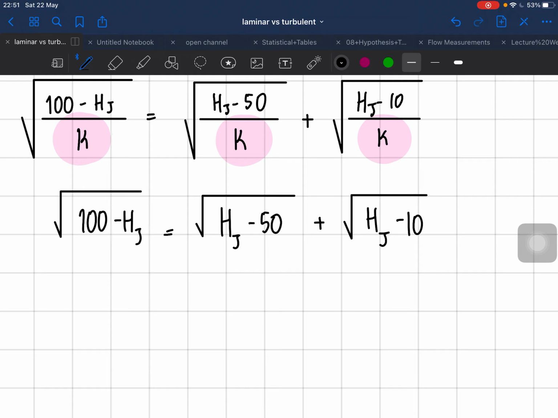What should we do now? Okay, to this point, let me try using the calculator. If it works, thank me later. It's 100 minus alpha x equal to square root of alpha x minus 550 plus square root of alpha x minus 10. Don't tell me that it's going to work.